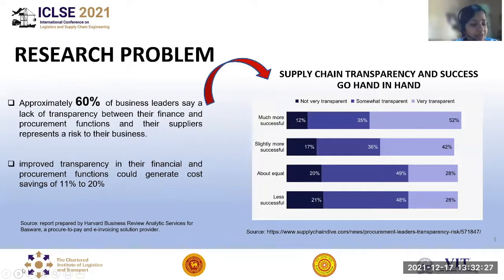Now we'll move on to the research problem. Approximately 60% of business leaders say lack of transparency between their finance and procurement functions and their suppliers represents a risk to their business. And according to the graph, if the transparency of the supply chain is low, companies become less successful. Do you know that many companies fail due to less transparency? So now we have a problem. How can we improve the transparency of the supply chain? The best way to increase the transparency of the business is to use blockchain.